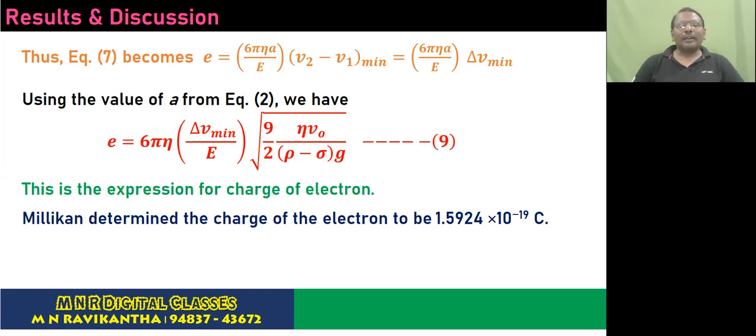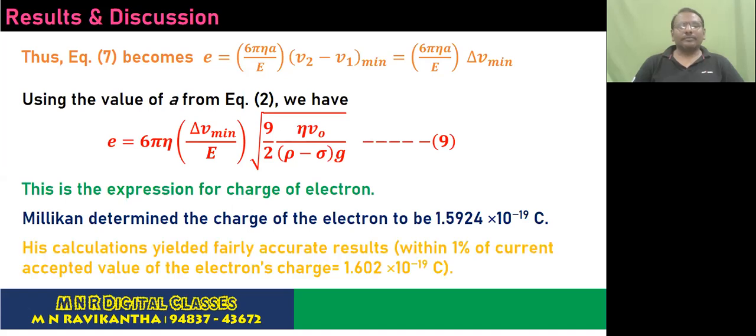Millikan calculated the charge of electron and he found the value to be 1.5924 × 10^-19 coulombs in the original experiment. His calculations yielded fairly accurate results. The accuracy of the result is within 1% of the current accepted value of charge of electron, which is equal to 1.602 × 10^-19 coulombs.